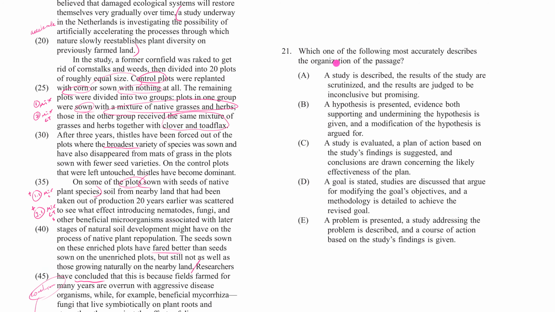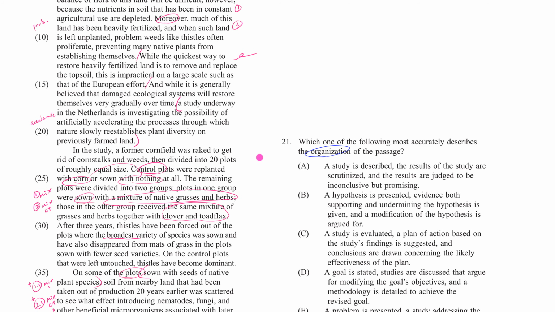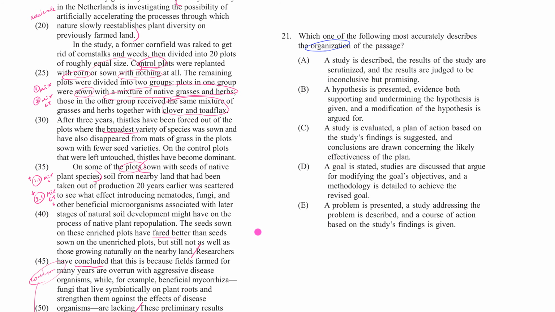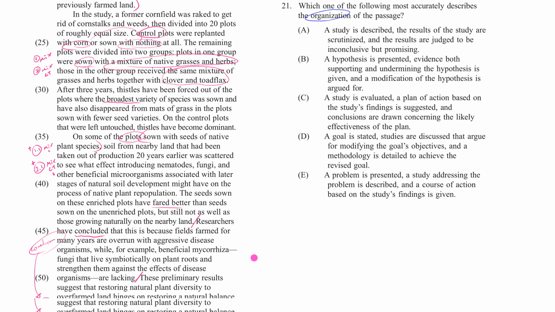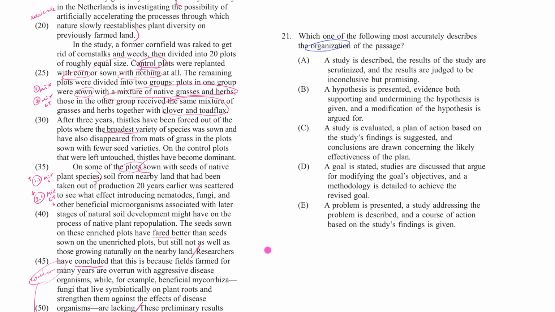Question 21 wants us to describe the organization of the passage. This is the perfect question for our low resolution. We have already got the organization. So we started by stating a problem, and then we talk about a study that could address this problem. Then we talk about details about the study, more details about the study. Finally, conclusions researchers are drawing. Finally, suggestions of what we can actually do. So the answer choice may not match exactly what we just said, but it's a good starting place.